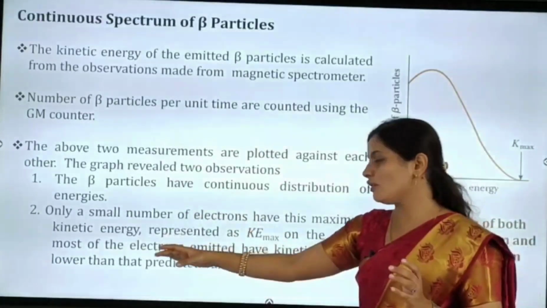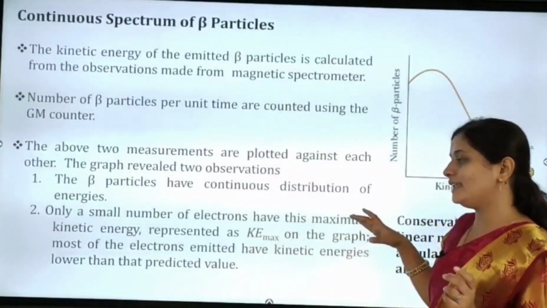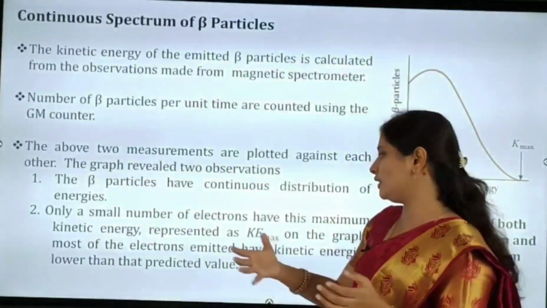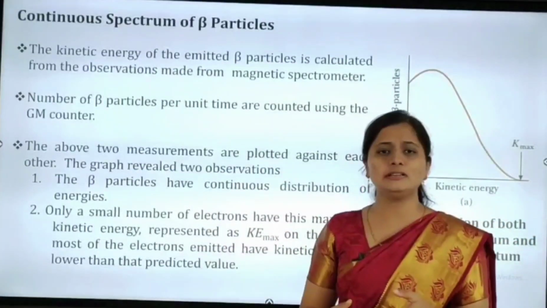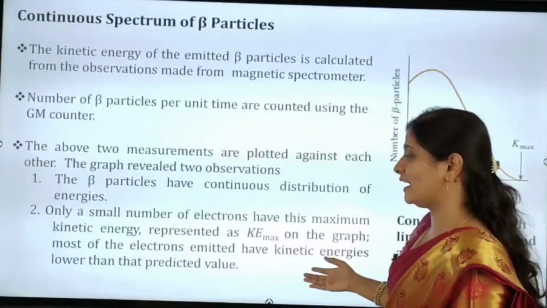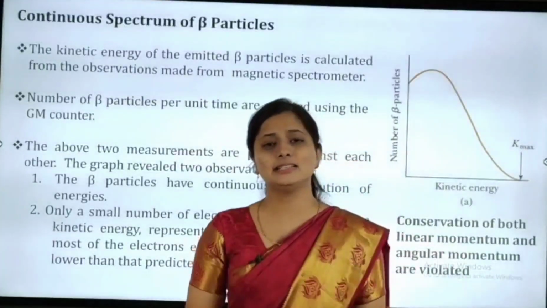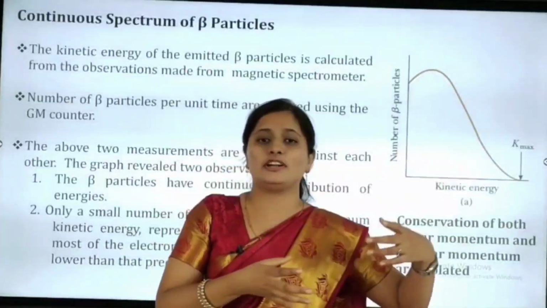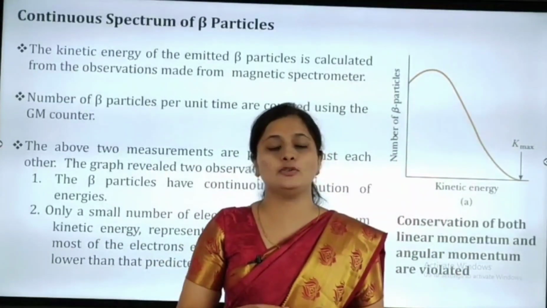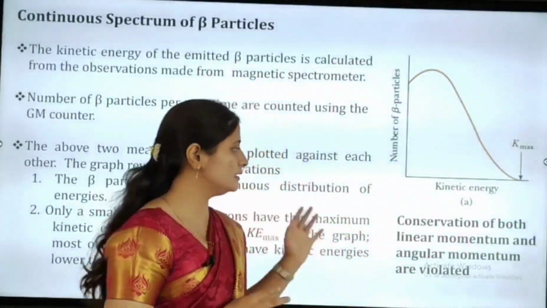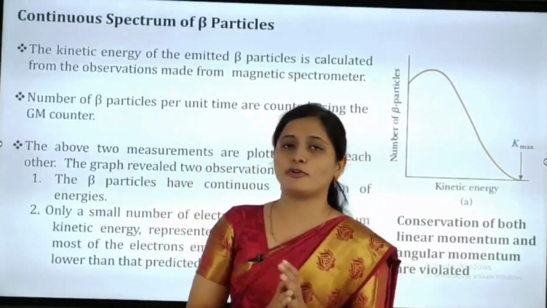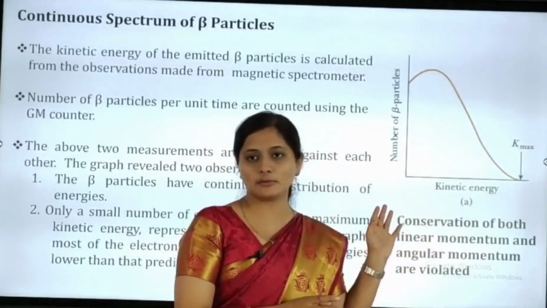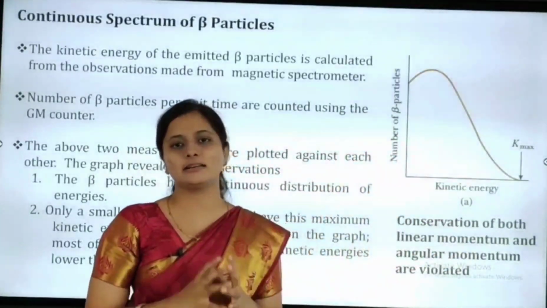Next, most of the electrons emitted have kinetic energy lower than the predicted value. We predict a certain value, but the emitted electrons have less than the predicted value. This is the continuous spectrum of a beta particle, and by this graph, conservation of linear momentum and angular momentum appear to be violated.